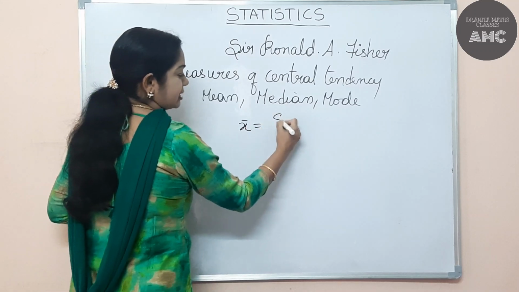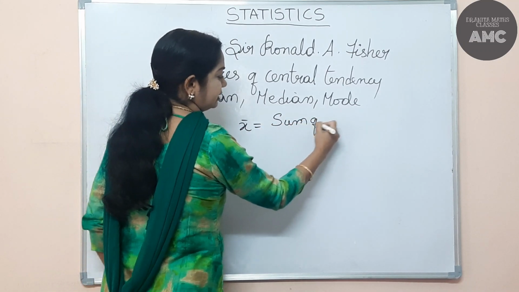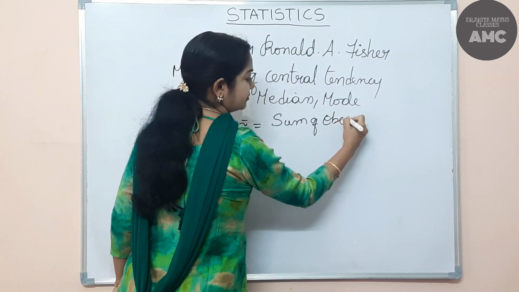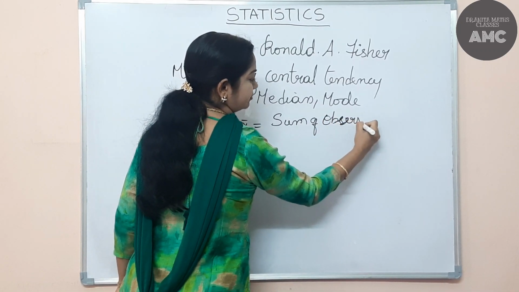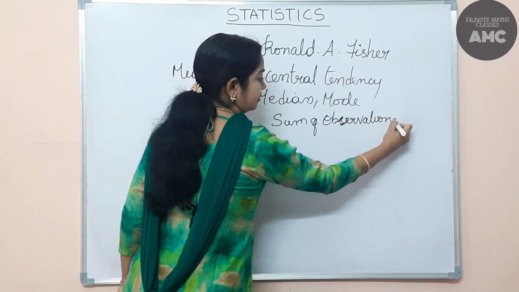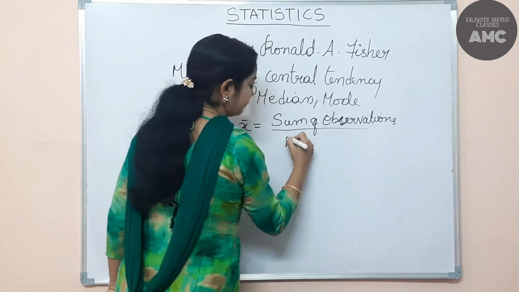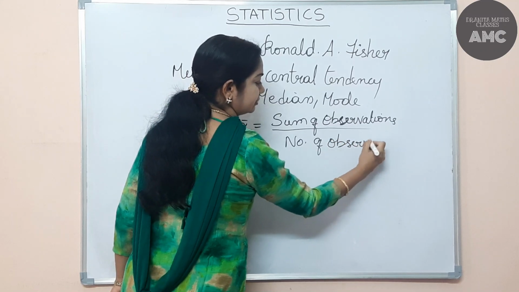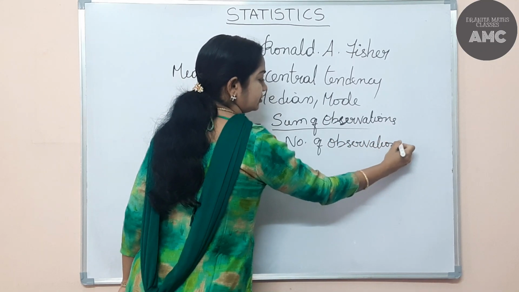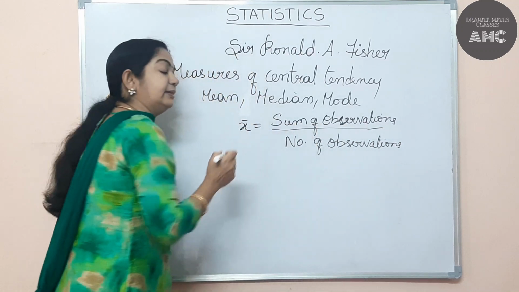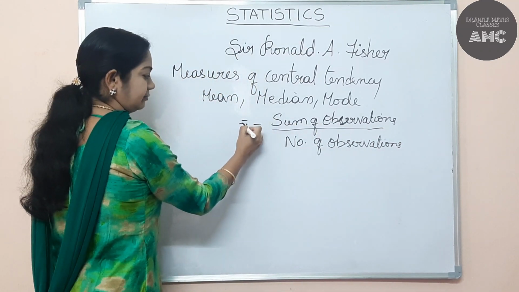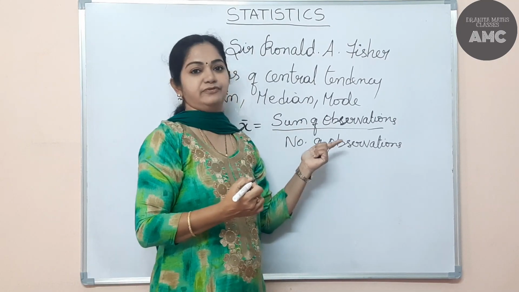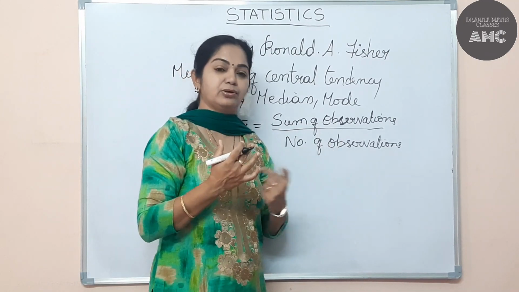Like sum of all observations, here the observations are the maths marks, divided by the number of observations, the total number of students. So this is calculating the mean. We denote mean by x bar. Sum of the observations by the number of observations. This is about the raw data.